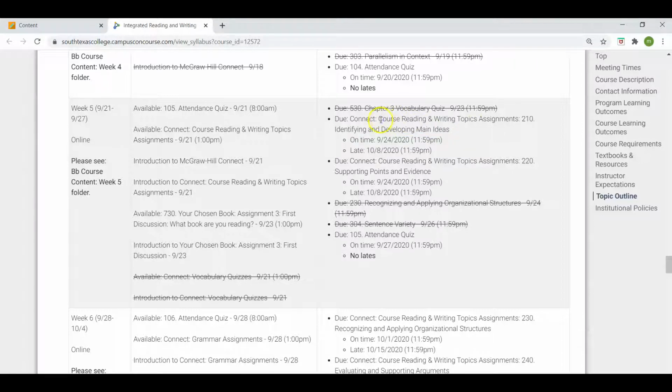What kind of Connect assignment? A course reading and writing topic assignment. Okay. So when you go into Blackboard, you'll find this folder right here. This folder within Connect, and that's the one that'll include this.